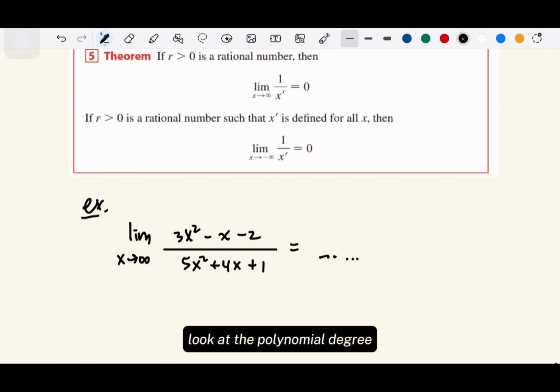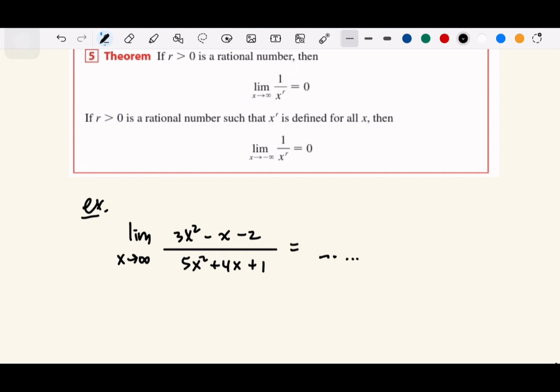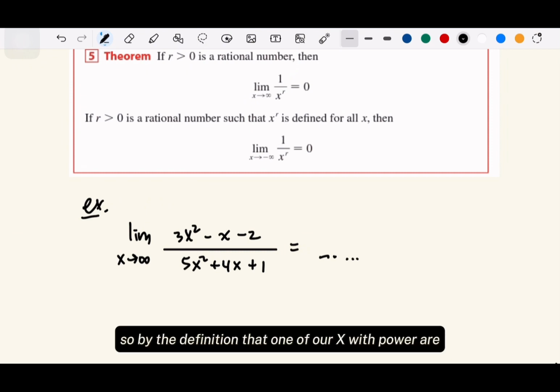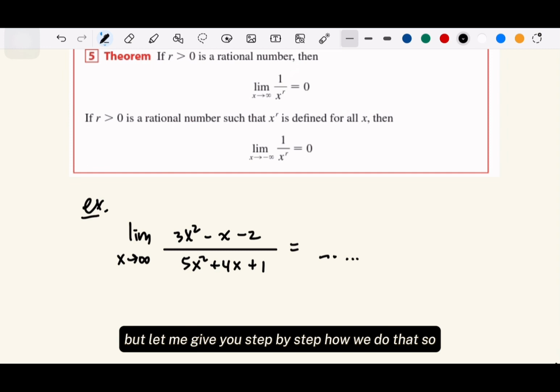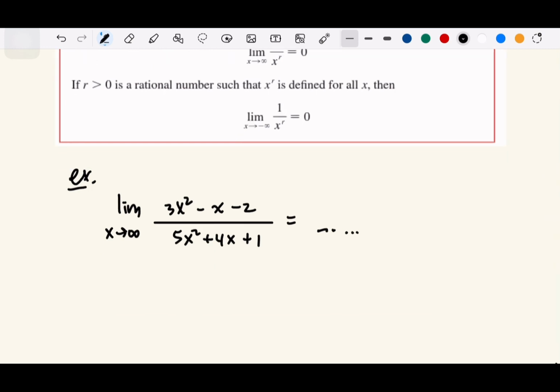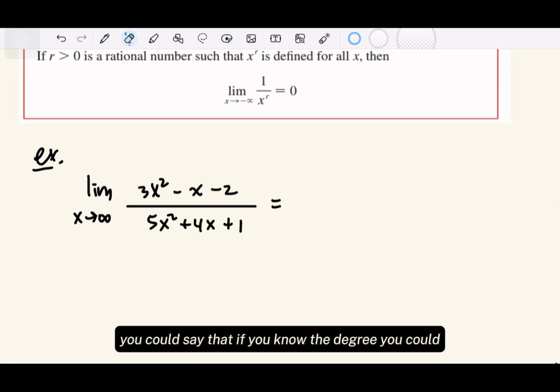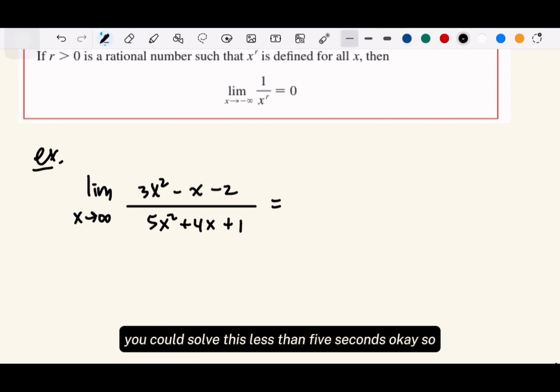Look at the polynomial degree. Degree 2, the highest one. So by the definition that 1 over x to the power of r, when we put the limit, it will equal 0. So that means all of this will become 0, and the left one is 3 over 5. That's the answer, 3 over 5. But let me give you step by step how we do that. You could say that if you know the degree, you could solve this in less than 5 seconds.